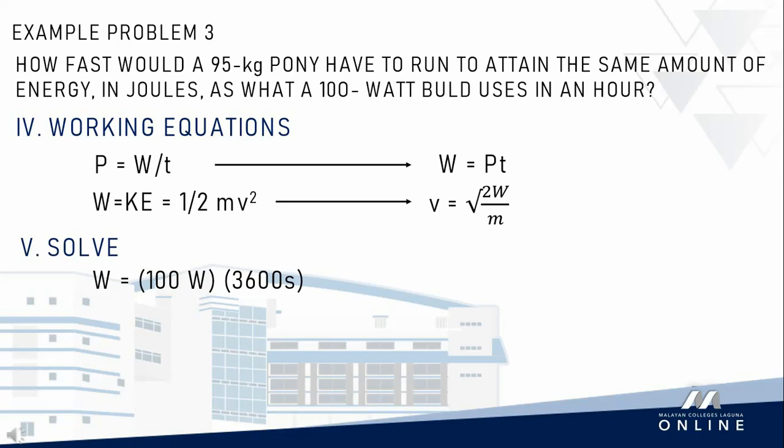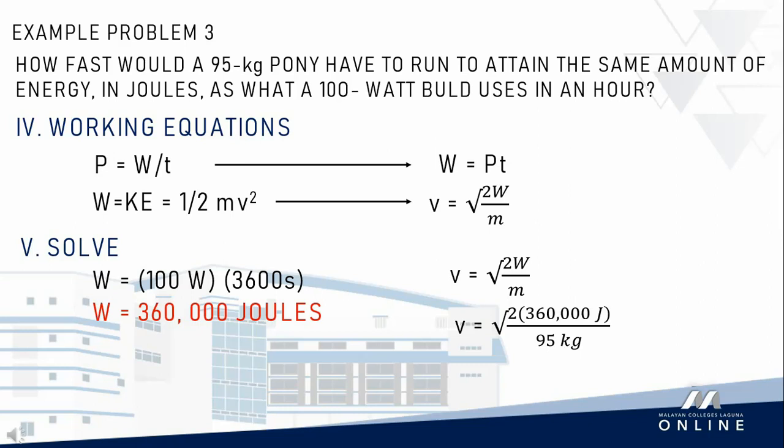Substituting the values, W is equal to PT, where power is 100 watts and time is 3600 seconds, the answer will be 360,000 joules. Next, using our computed value of work, let us substitute these along with mass as follows. Simply typing this in your calculator, the answer will be 87.06 meters per second. We can conclude from this that the required velocity for the pony to attain the same amount of energy as a 100 watt bulb is equal to 87 meters per second.